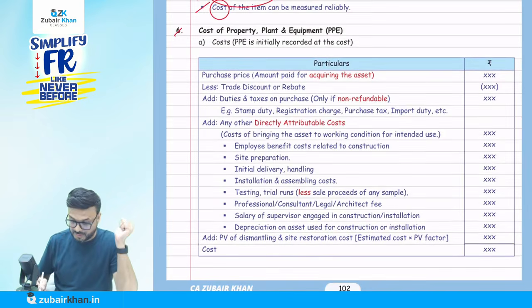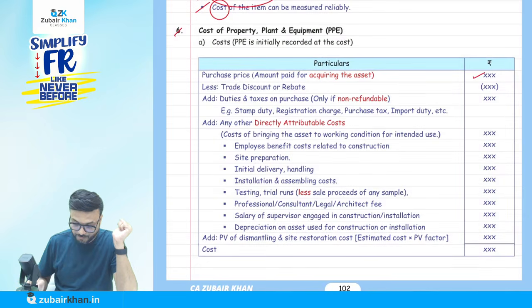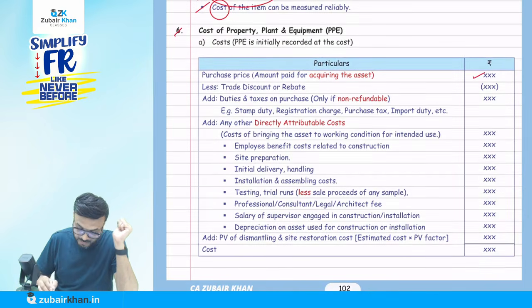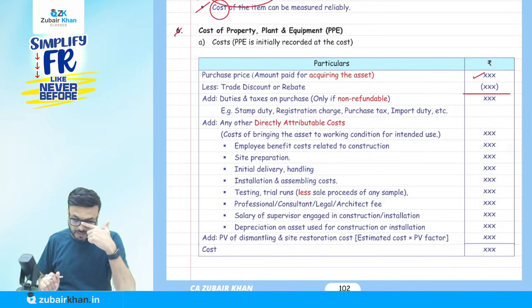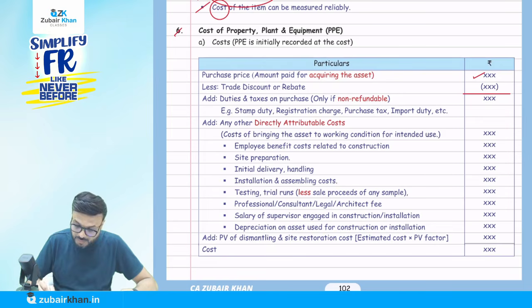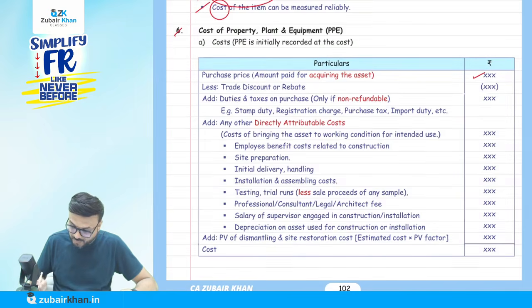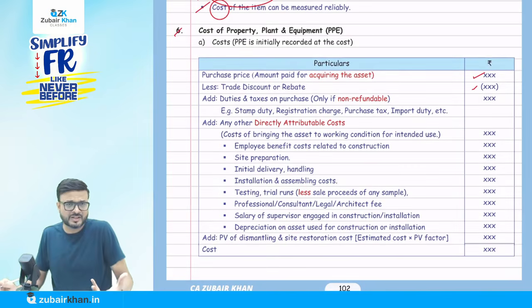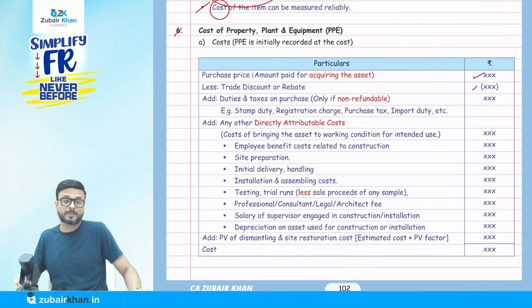The first is the purchase price paid for acquiring the asset. But remember that if there is any discount or rebate, then we have to deduct it. Now we'll add duties and taxes only if non-refundable. What do you mean by non-refundable? If they're refundable, like the GST, if you are going to claim the input GST, that cannot be part of the PPE.